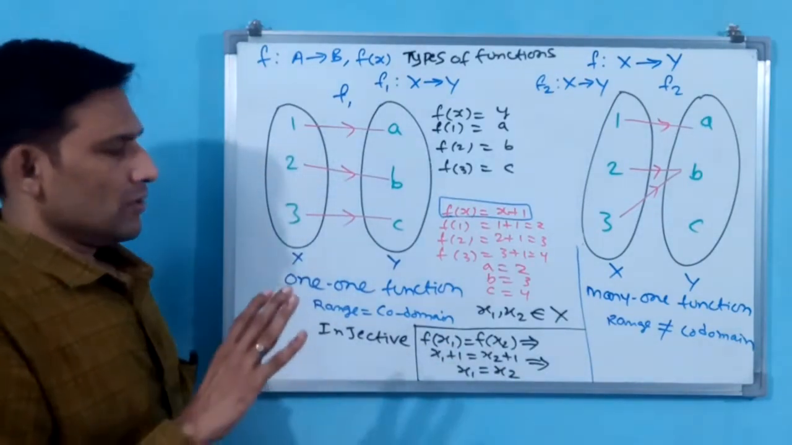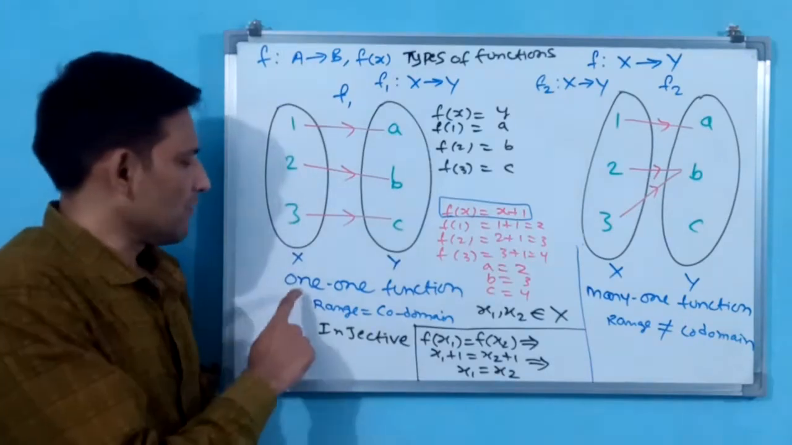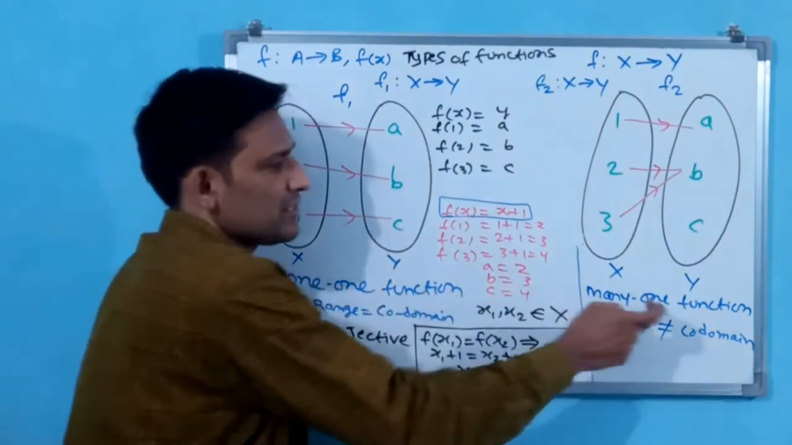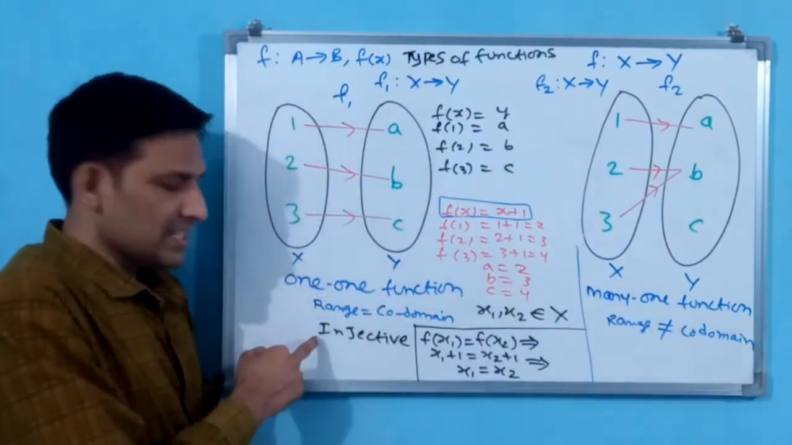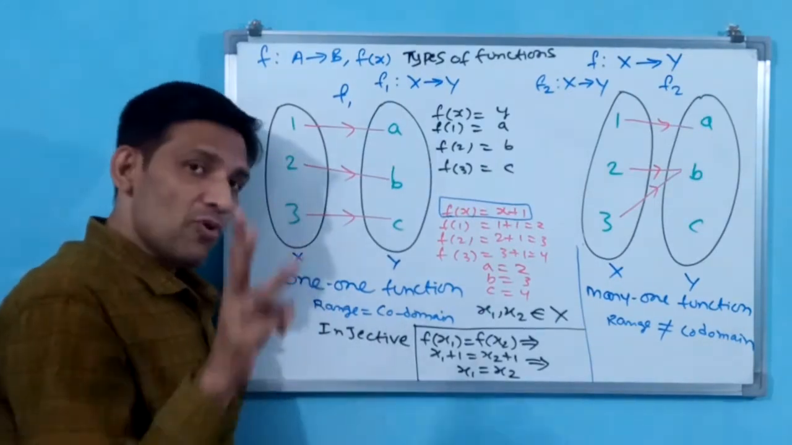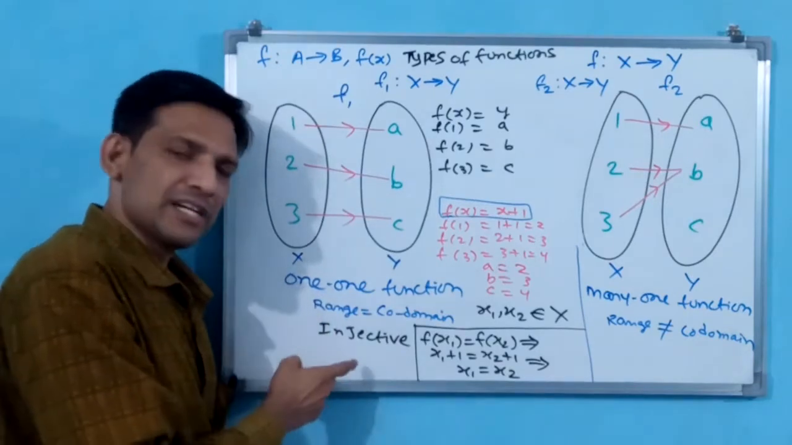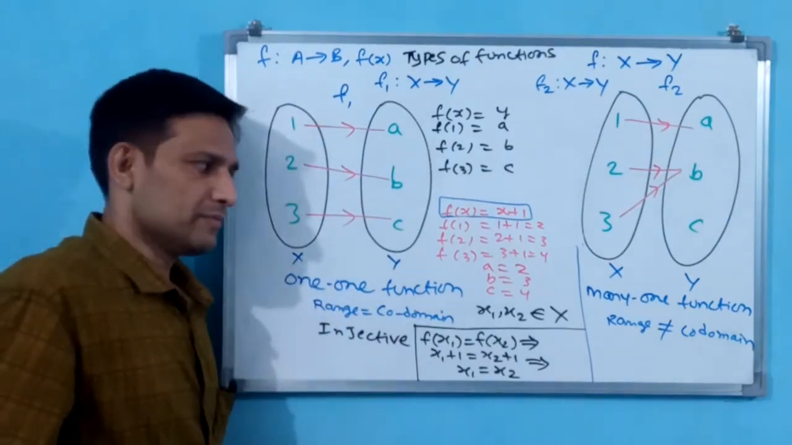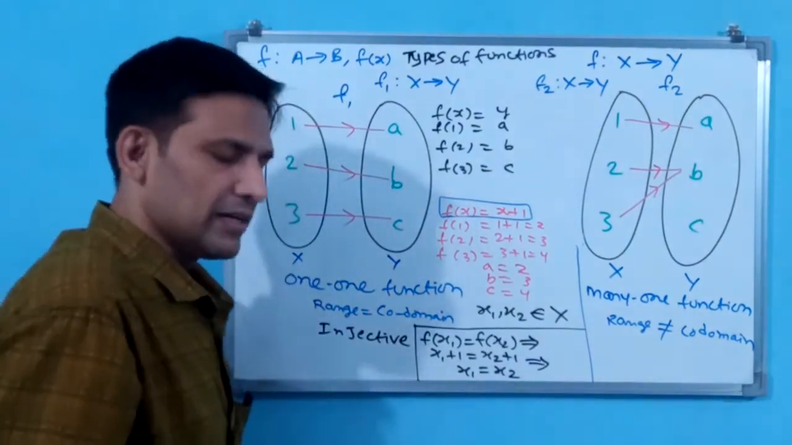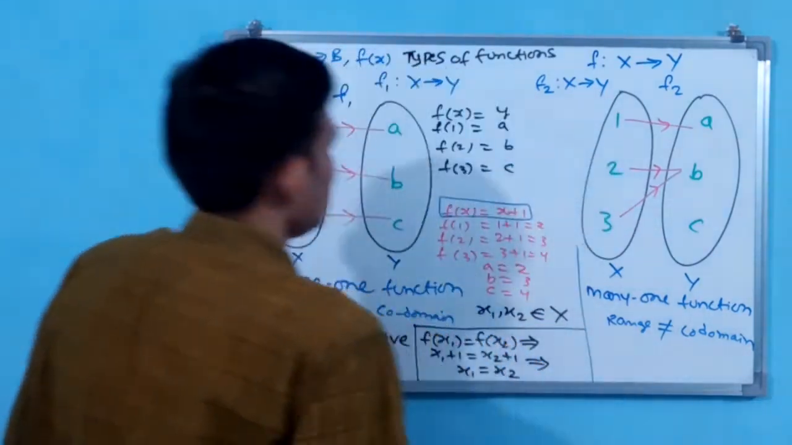Now 3 terms have come. One is one-one function, another one is many-one function, then next injective function. Among 3, 2 terms are only for one-one function. One-one function and injective function both are the same. Okay. Now another one will come, onto function.